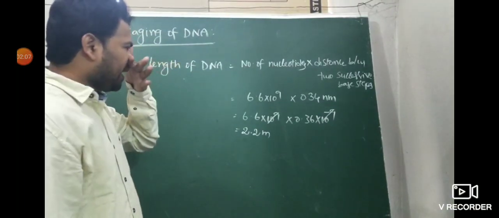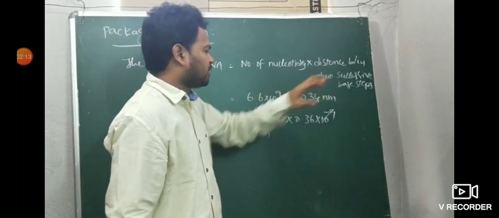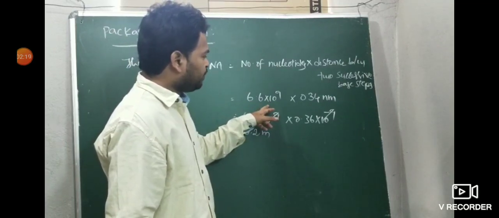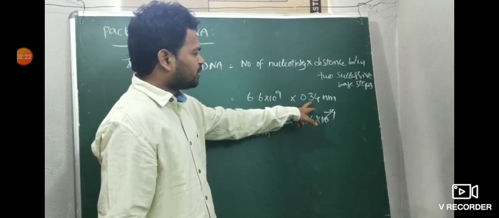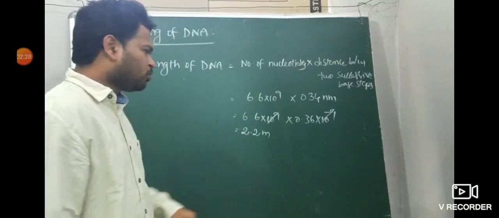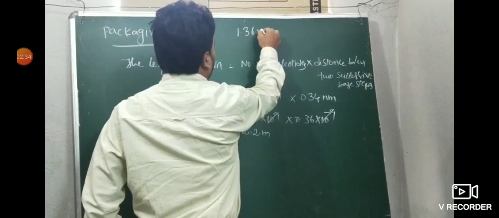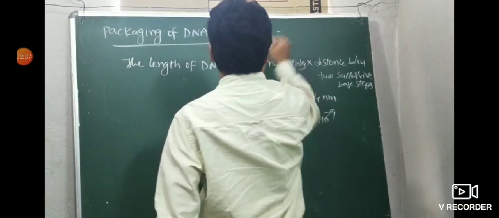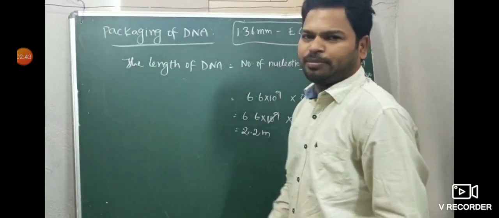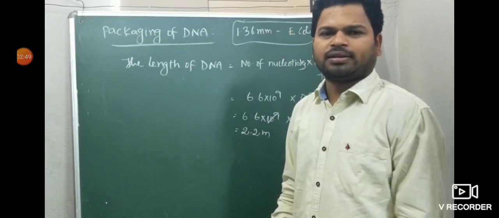So the length of the DNA is calculated by the number of nucleotides times the distance between two successive base pairs. Nucleotides present in human DNA are 6.6 x 10^9, and the successive base step distance is 0.34 nanometer. The calculation gives around 2.2 meters. Similarly, in Escherichia coli the DNA length is 1.36 millimeters. Then how is this DNA packed in the nucleus?